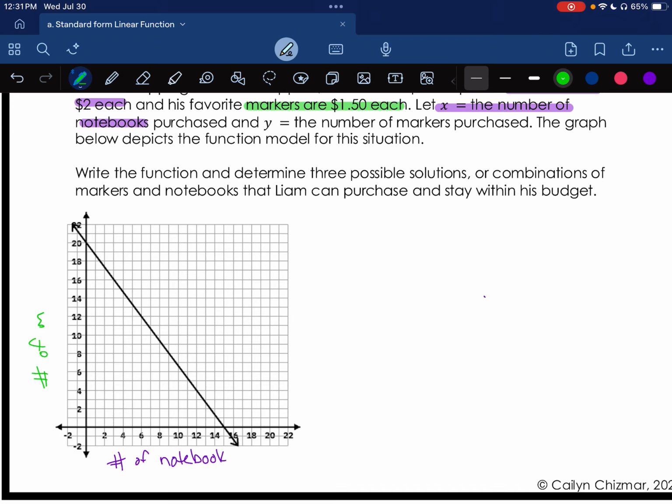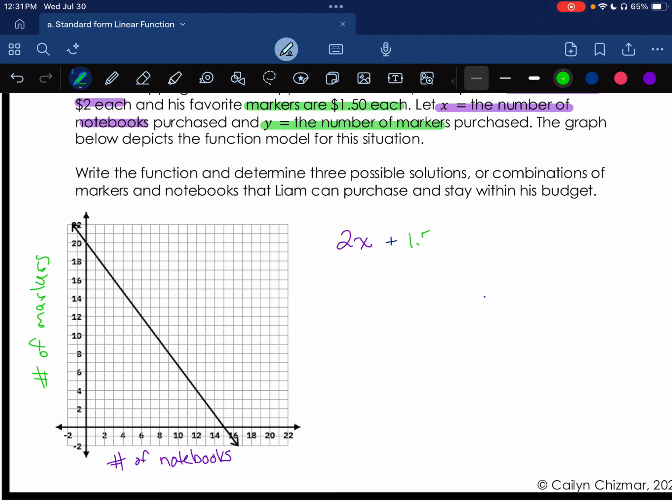The graph below is showing us the function, right? So I've already graphed it. But we can go ahead and write this equation. So what's happening here is we first need to think about our notebooks. So if they're $2 per notebook, that means we could have 2 times however many notebooks we got, or 2x, plus whatever we spend on markers, which is 1.5 times the number of markers, 1.5y, and that's going to be equal to our budget, $30. Right, so here he's aiming to spend exactly $30.